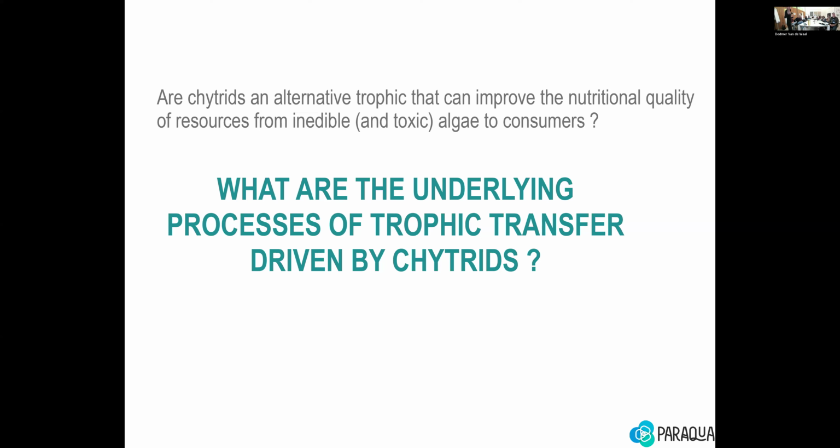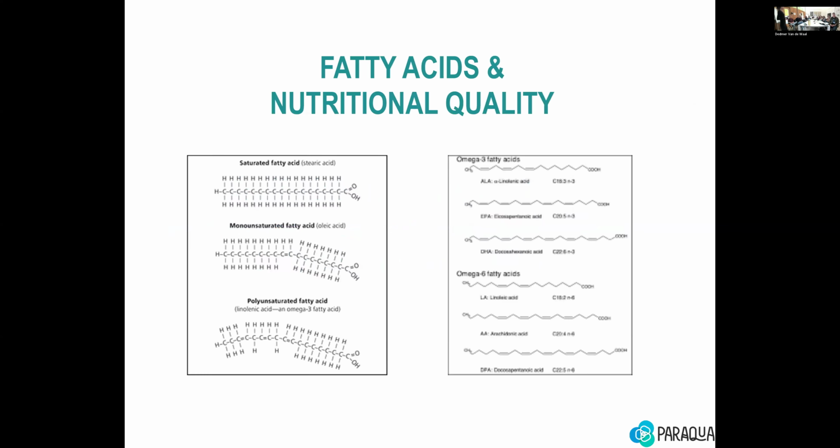So what we used to understand the underlying processes was the nutritional quality and the fatty acid profile. I will quickly explain what fatty acids are and how we use them for understanding nutritional quality. Here you have a representation of the three big groups of fatty acids: saturated, monounsaturated, and polyunsaturated. Saturated fatty acid, as you can see, is just a line. There are no double bonds.